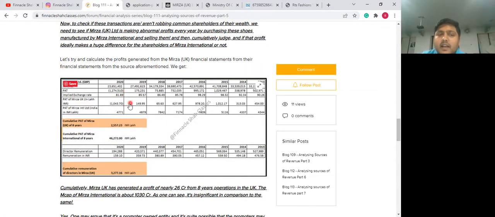So what I've done is I've basically used an exchange rate, and based on that exchange rate, I've converted this into INR lakhs, so that we can actually understand what quantum of money the company is trying to make profit of. So if I convert the Mirza UK profit in INR, it's actually in lakhs, all these figures. So it's a 10 crore loss for 2020, but at the same time 1 crore profit for 2019-18.